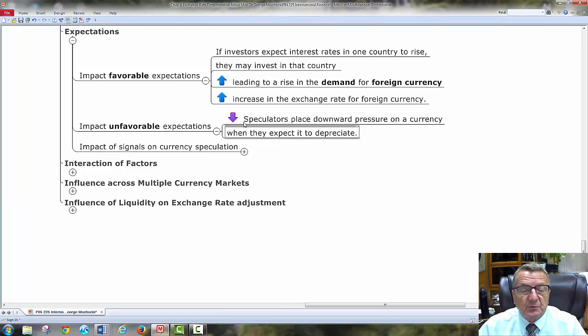Okay, so they expect it to depreciate. Respect the speculators. They're not there for the long haul. Quick money. Sometimes they make it, sometimes they lose it.